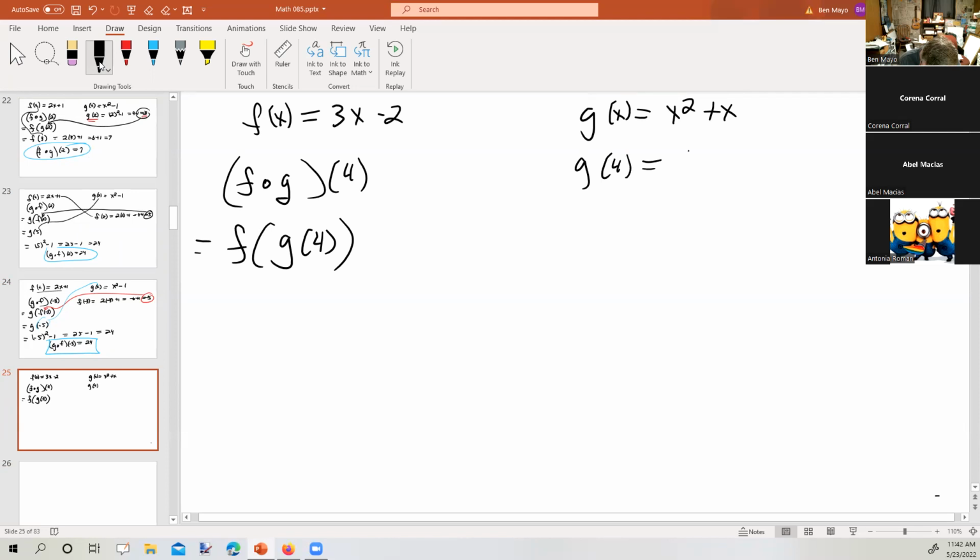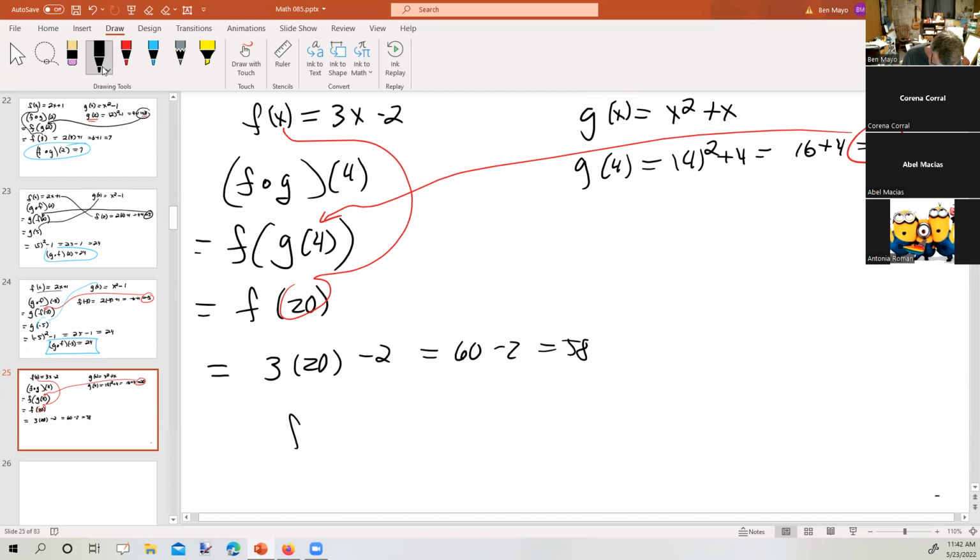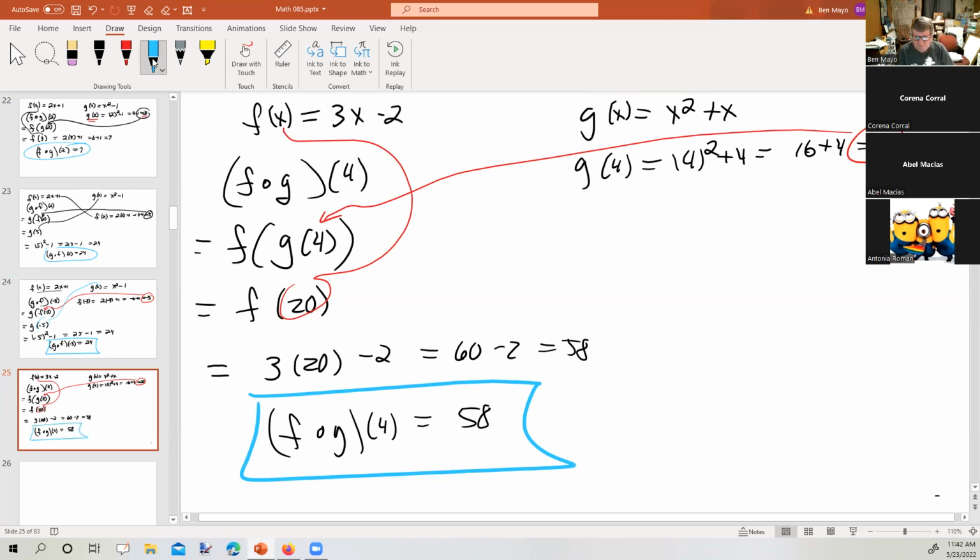G of 4 equals 4 squared plus 4, which is 16, plus 4, which is 20. So 20 goes in the place of g of 4. So F of g of 4 is F of 20. And that goes in here. So that's going to be 3 times 20 minus 2. 60 minus 2 is 58. So F composed with g of 4 equals 58. Any questions?